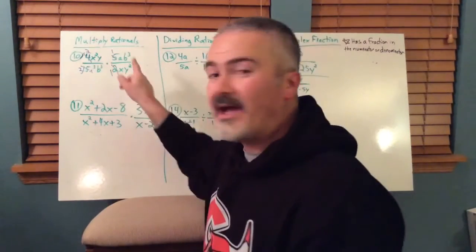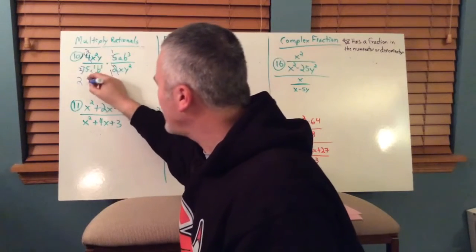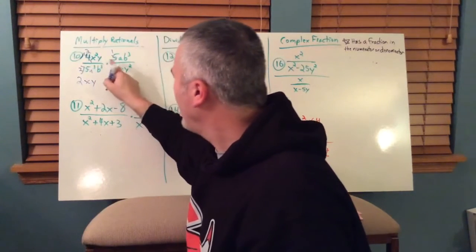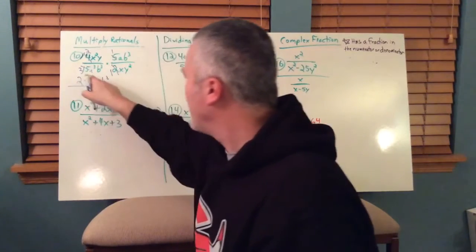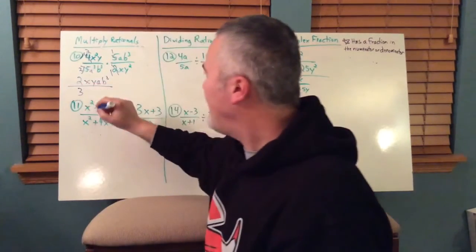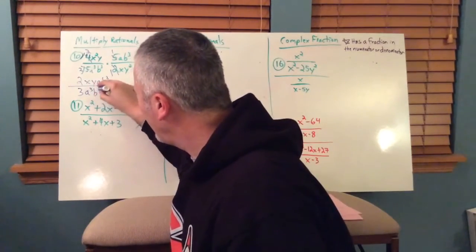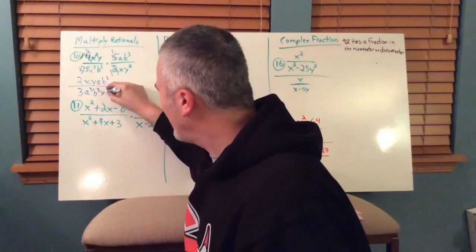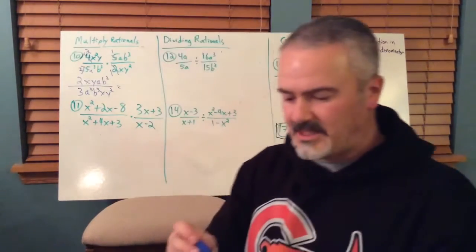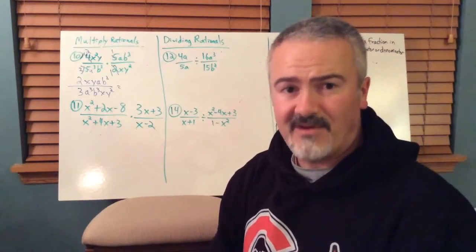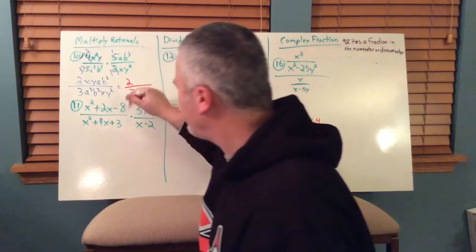Okay, so let's multiply across. We have 2 x squared y a b to the third over 3 a to the third b to the third x y squared. Okay, all I have to do now is to simplify the variables and I should be done. So it's still 2 over 3.